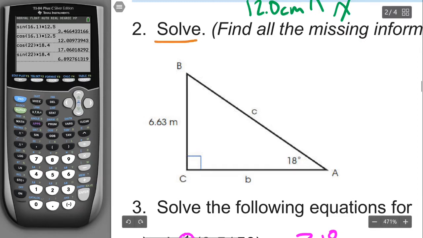So first of all, solve. Solve means find all the things, all the sides, all the angles, everything. And the way we start, same as always, you label your hypotenuse first, which is the side across from your right angle. So C is our hypotenuse.